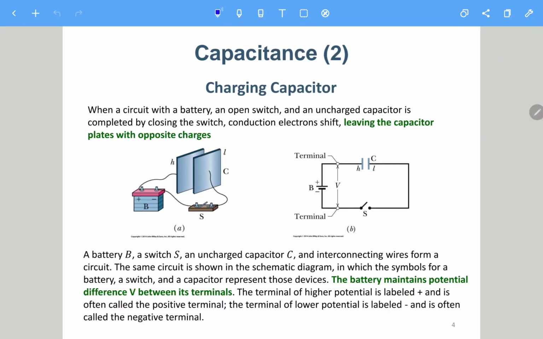Okay, so now we have a capacitor. What can we play with a capacitor? The first thing is we can charge a capacitor. Consider a circuit with a battery, an open switch, and an uncharged capacitor. Here you can see one battery, an open switch, and then a capacitor. The circuit is completed by closing the switch. Conduction electrons shift, leaving the capacitor plates with opposite charges.